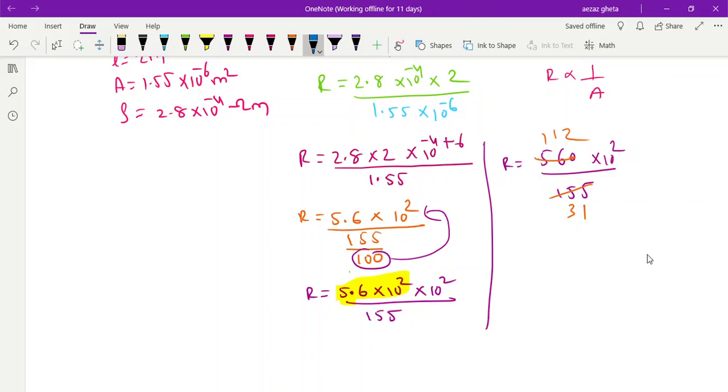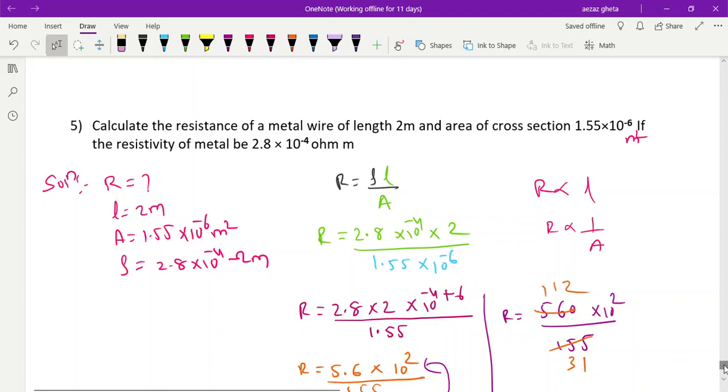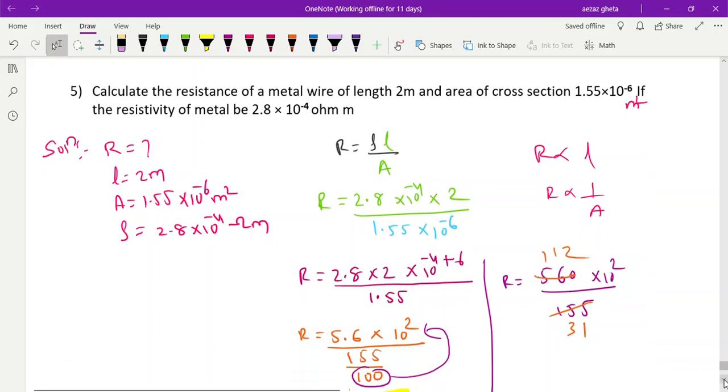Boys and girls, do you have any doubt on this? Any doubt? The resistivity of the metal is what we actually got different. The resistivity of the metal is given as minus 8, but I wrote minus 6. Yes, resistivity is 2.8 into 10 power minus 8. So that is the reason we are getting this answer. But did you understand the method or not?